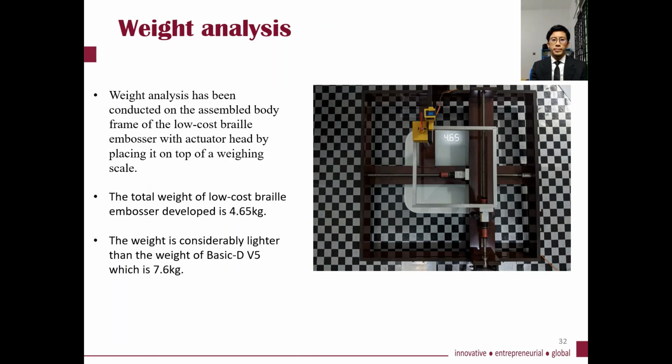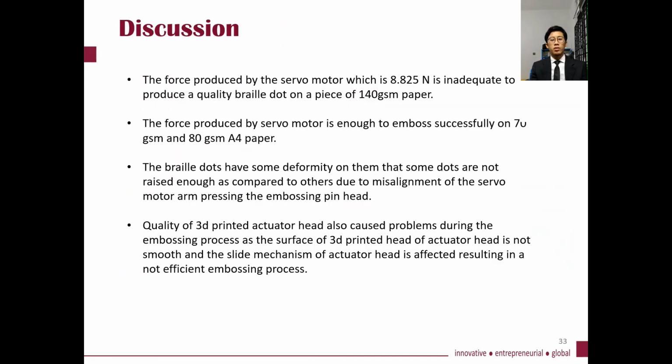The force produced by the servo motor, which is 8.825 Newton, is inadequate to produce a quality Braille dot on a piece of 140 GSM paper. The force produced by the servo motor is enough to emboss successfully on 70 GSM and 80 GSM A4 paper.